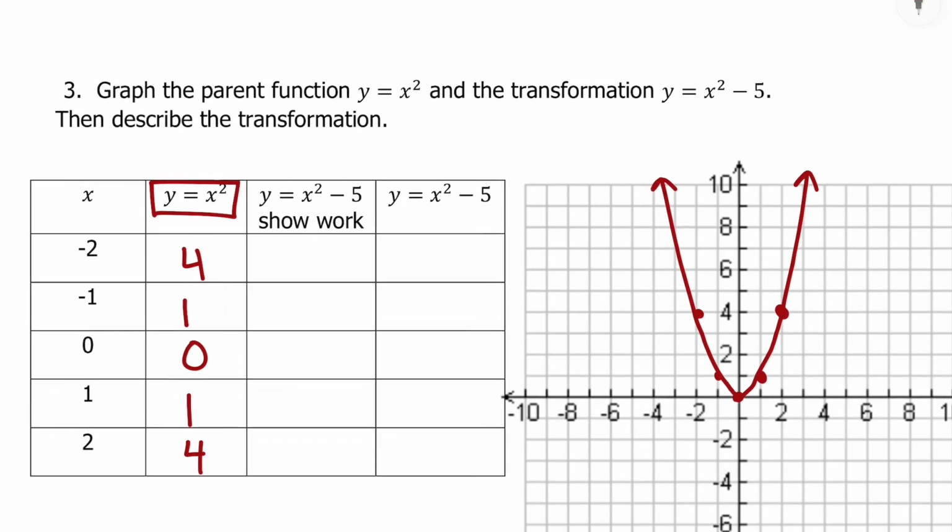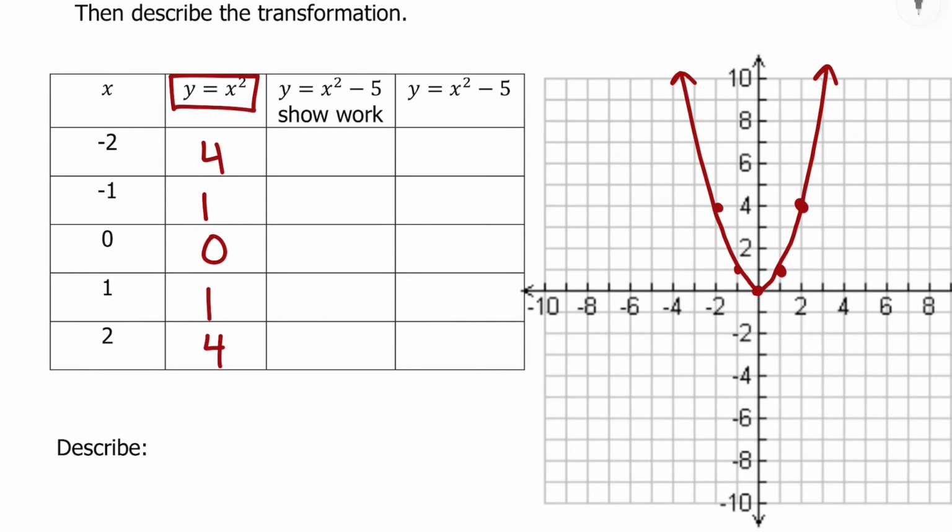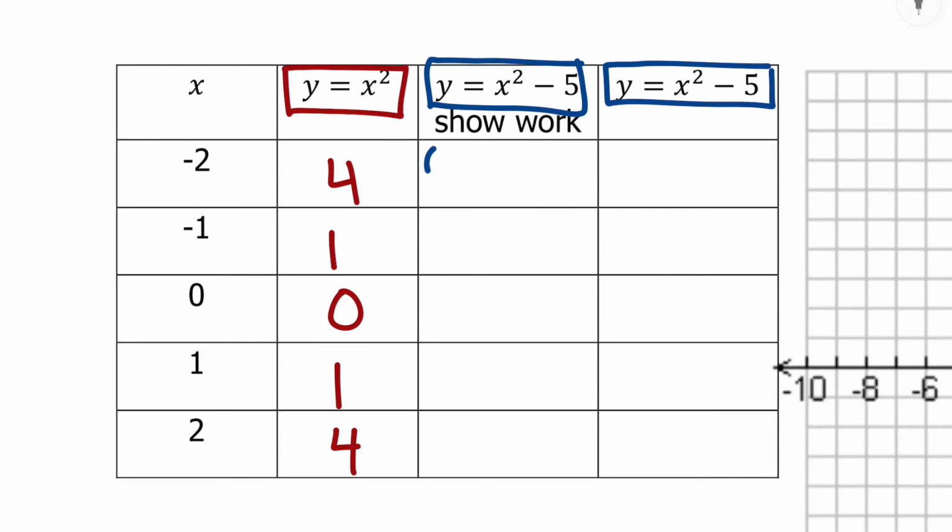So then we are going to transform to y equals x squared minus 5. So I'm just going to plug in the x's for each of these, and then we'll solve in a second. So you should do that too. So -2 squared minus 5, -1 squared minus 5, and so on.